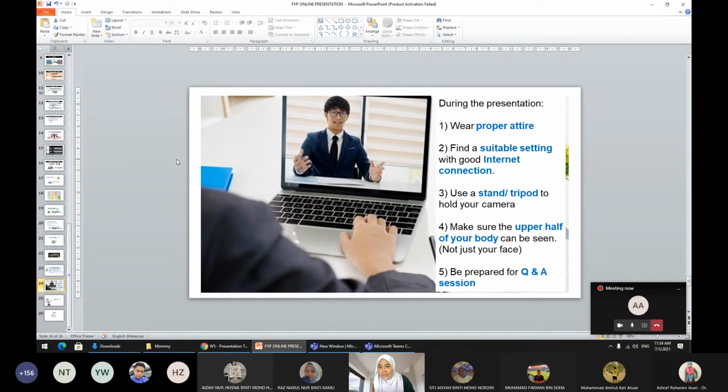Bear in mind, sometimes panels and examiners, they love doing that. They would give you some provocative questions just to test your confidence, just to test whether or not you really know what you are going to present, whether or not you really understand your project.